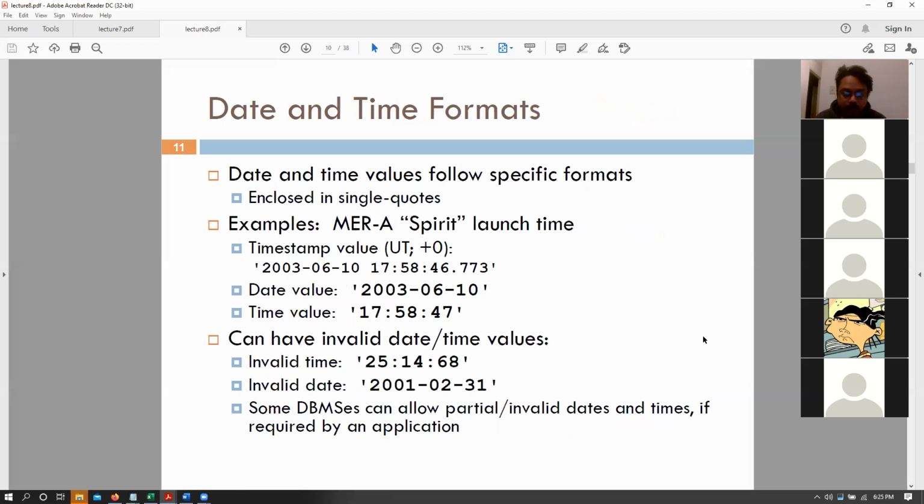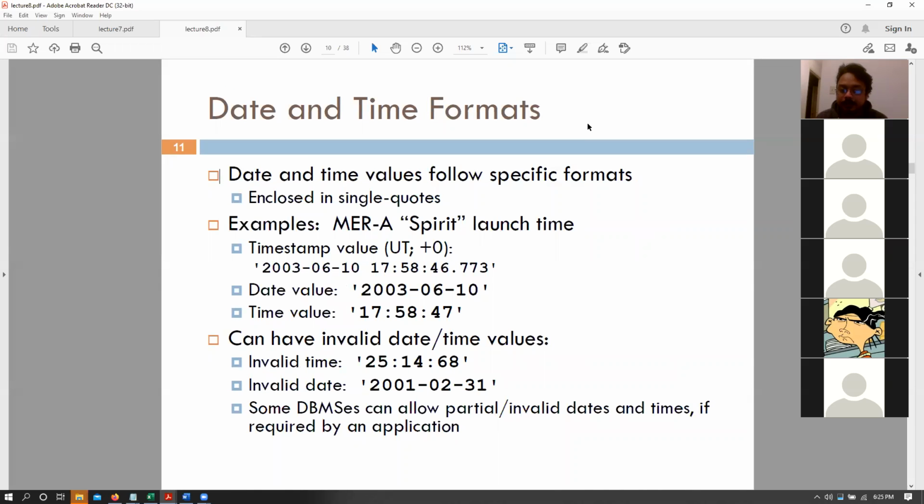Okay. Formats. So in general, whenever we are inserting a date or time into a database, your database would allow different sorts of formats. And as you know, different countries have different formats. So the US has, for example, the month first, then the date, then the year. Other countries would have the date first, then the month, then the year.